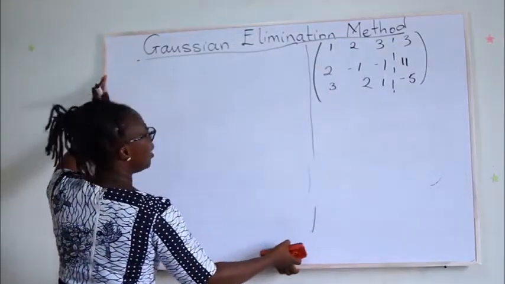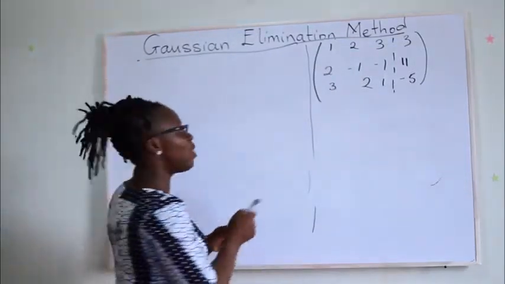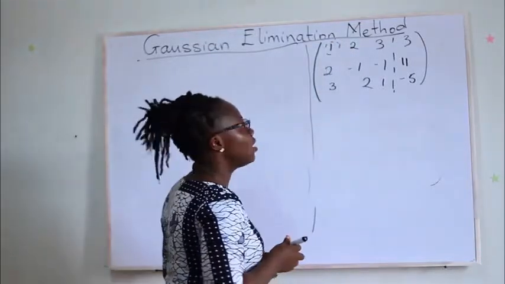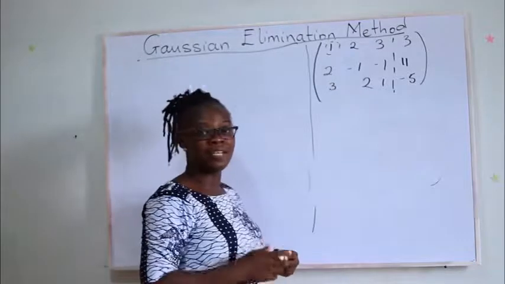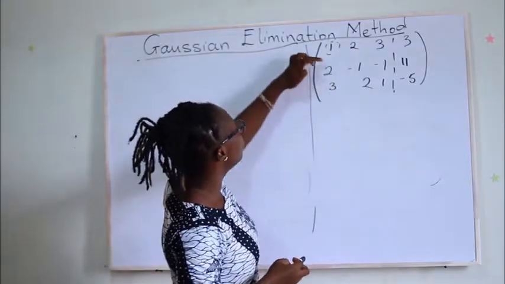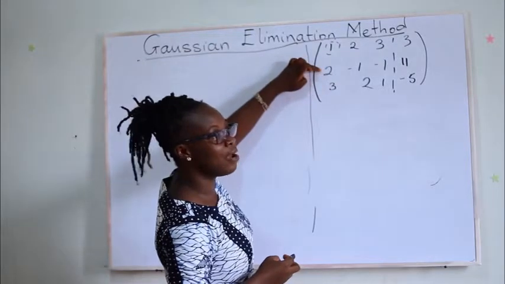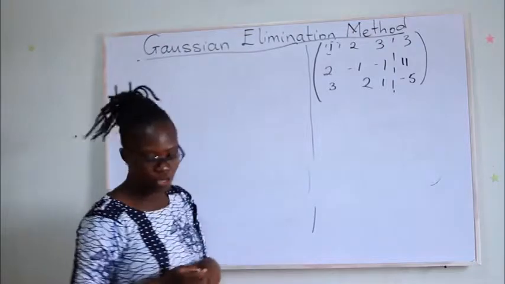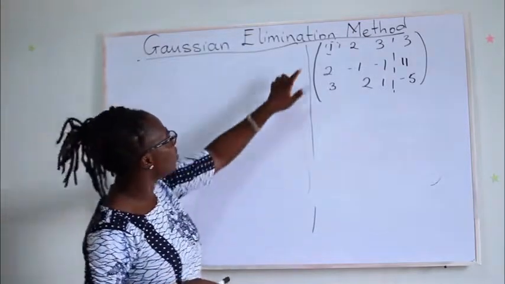So the aim is what? This is my principal what? The pivots. I want to eliminate all the numbers under the principal pivots. So I'm going to make this 0 and that 0 as well. So what can I do? You realize that I can multiply.